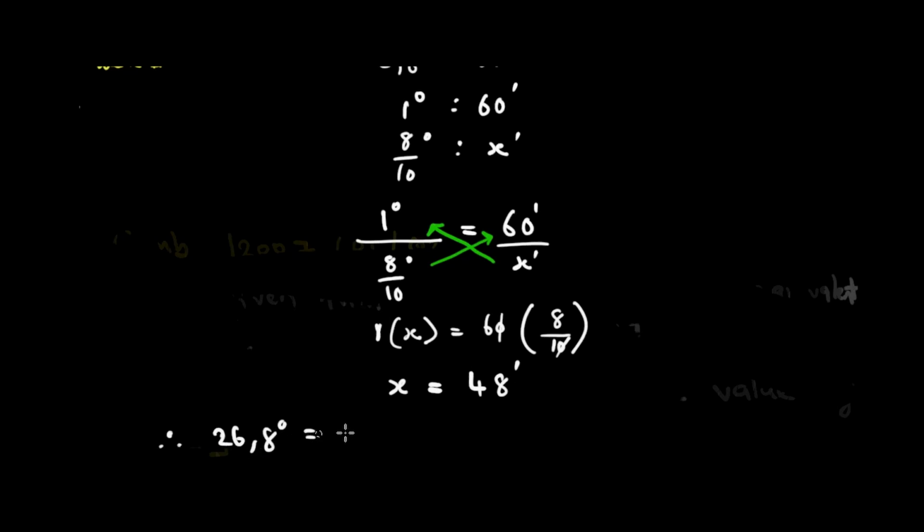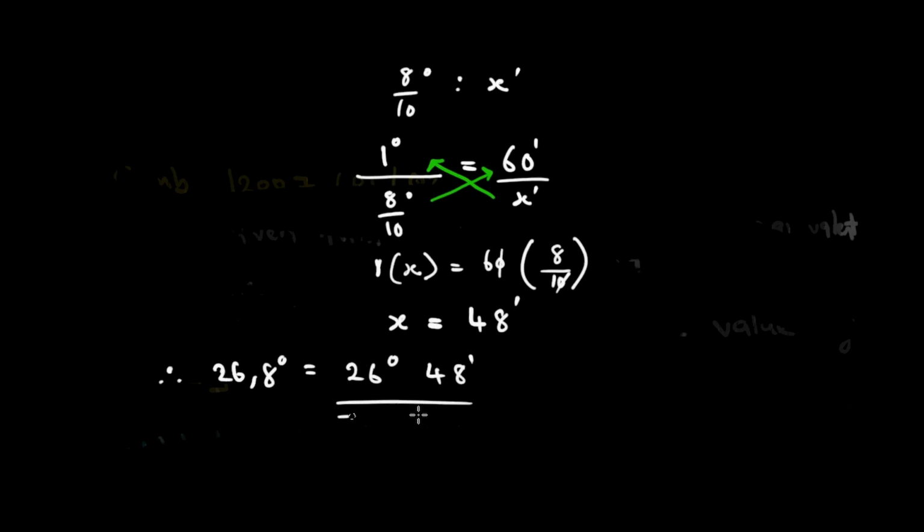26.8 degrees is actually equal to 26 degrees 48 minutes. Tinenge tatoisa our final answer. It's quite easy. It's quite straightforward.